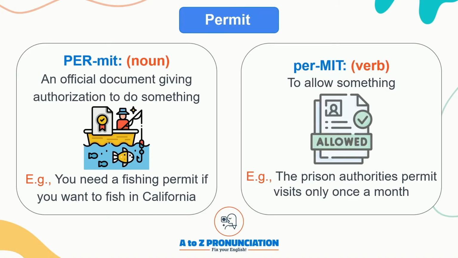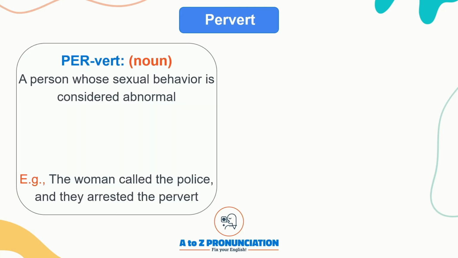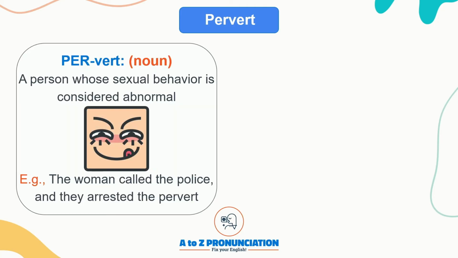Permit, the verb, means to allow something. The prison authorities permit visits only once a month. Pervert and pervert. Pervert is a person whose sexual behavior is considered abnormal. For example, the woman called the police and they arrested the pervert.